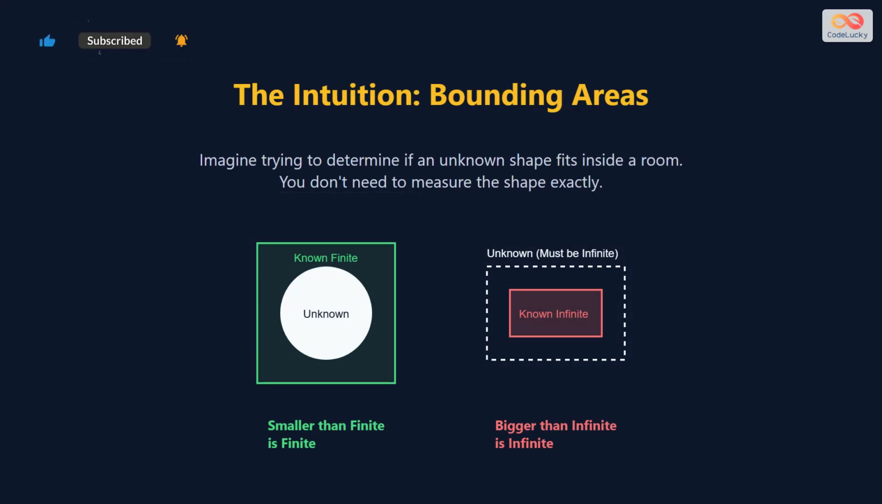The logic behind the comparison test is based on common sense bounding. Imagine two containers. If an unknown shape fits completely inside a box of finite size, then the unknown shape must also be finite. Conversely, if an unknown shape is larger than a container that is already infinite, then the unknown shape must surely be infinite as well.